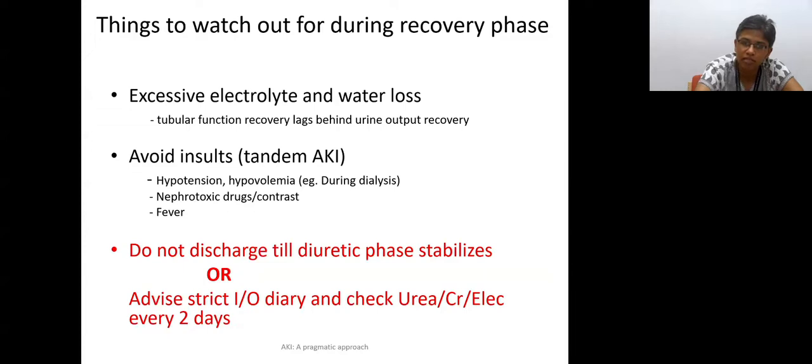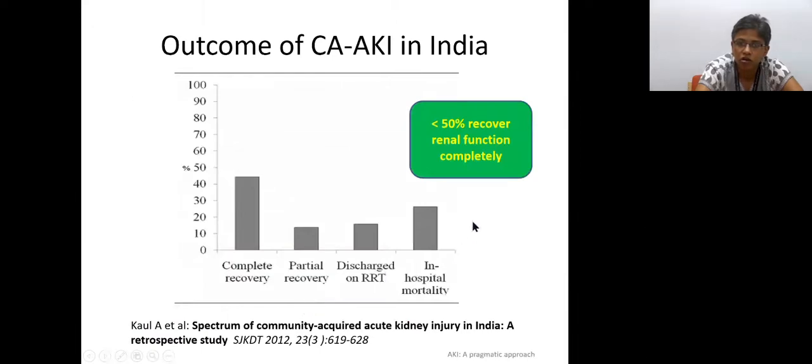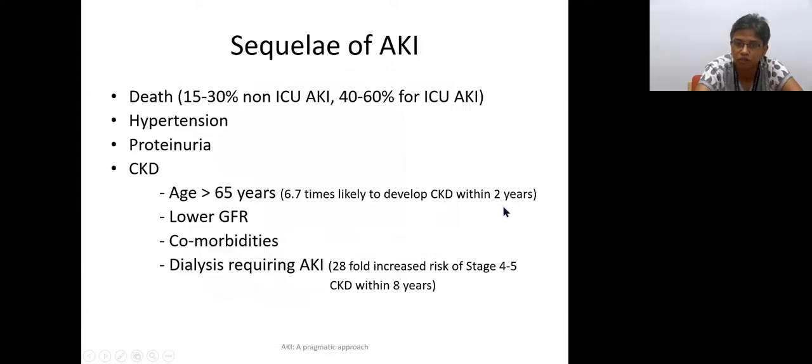If you're pressed for beds, the best thing is discharge the patient, but tell them to keep a strict intake output chart. And you can ask them to check their urea, creatinine, electrolytes every 2 days, and they can follow up with you on an outpatient basis. But it's so important that they replace what is lost. Okay. So what is the outcome of acute kidney injury? Unfortunately, because patients reach us late, less than 50% would actually recover kidney function.